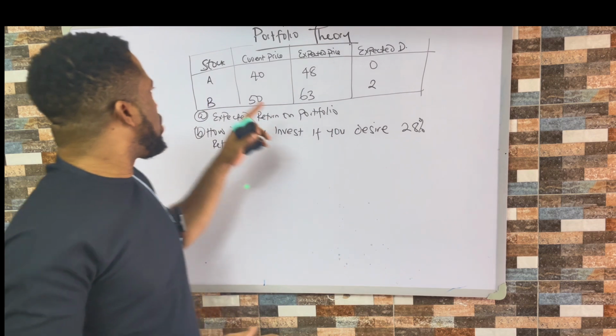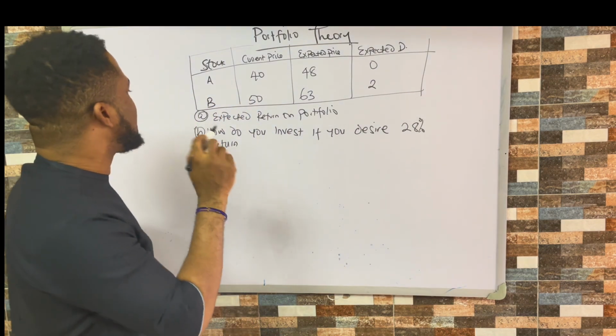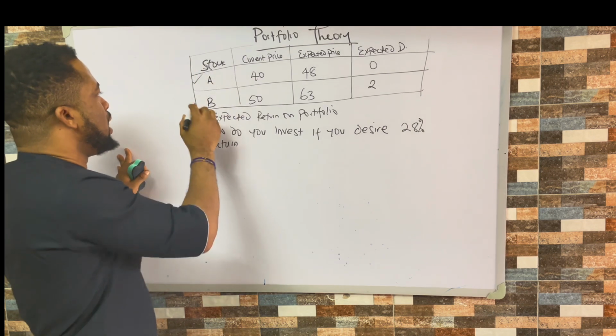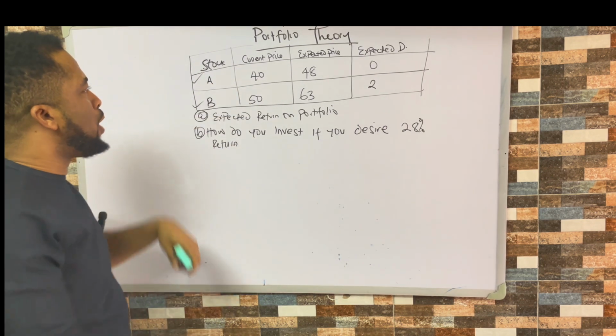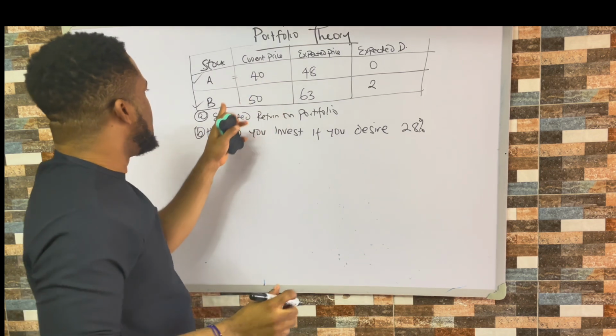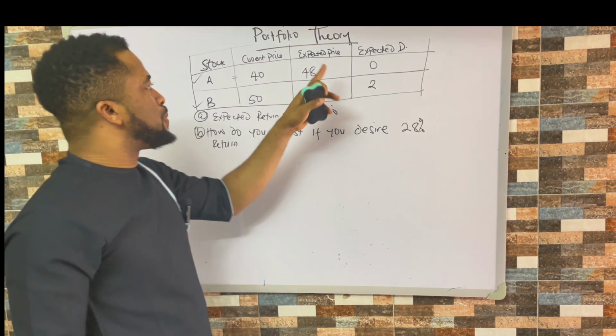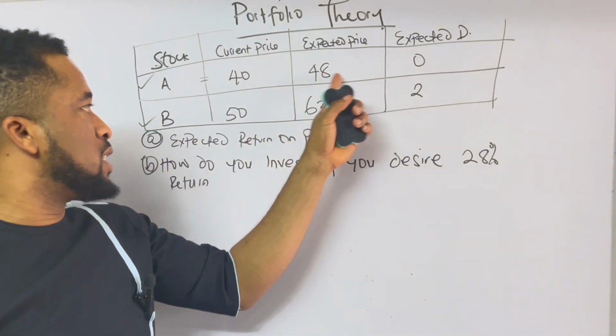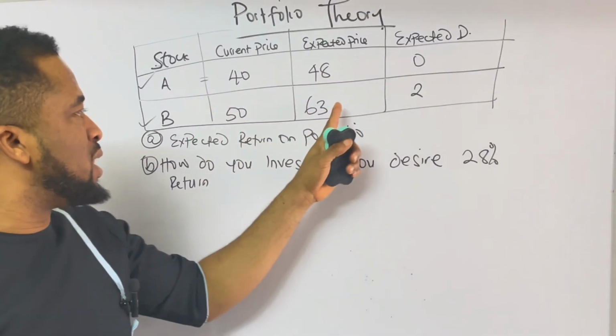Okay, so look at the question. We have 2 investments here. You have stock A and you have stock B. Look at the current price here: for stock A it is 40, stock B is 50. Expected price, meaning what I'm expecting stock A to close with, is 48. What I'm expecting stock B to close with is 63.